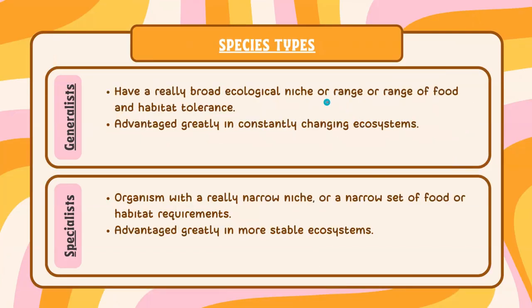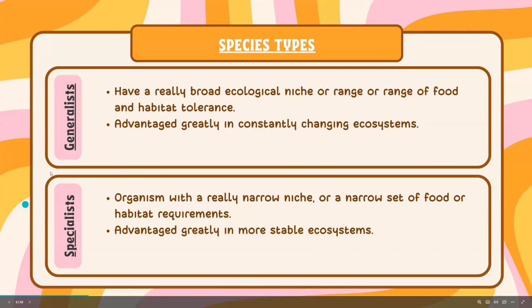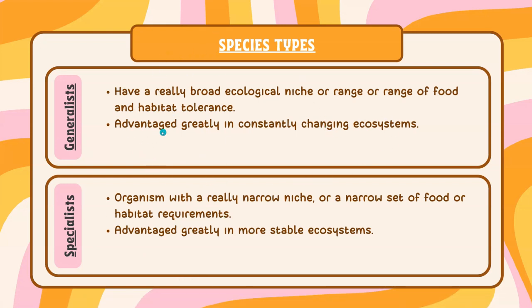So, there are different types of species. Two different types, generalists and specialists. And they each have their own pros and cons. Generalist species have a really broad ecological niche, or range of food and habitat tolerance, while they also have an advantage in constantly changing ecosystems. So, generalist species are really good in habitats that are constantly changing, and they are also really good when they are invasive.